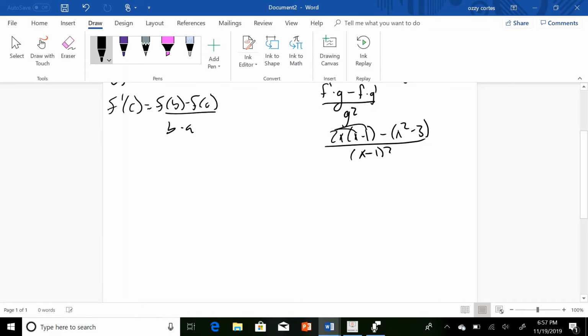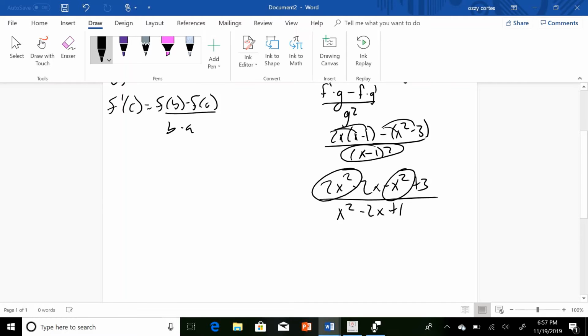So we can distribute this 2x in there, we can distribute this negative in there, and we can expand this. So what we end up with is 2x squared minus 2x minus x squared plus 3 over x squared minus 2x plus 1. And these two are like terms, so we would combine them. So our final answer for the derivative, not for the complete question, would be x squared minus 2x plus 3 over x squared minus 2x plus 1.